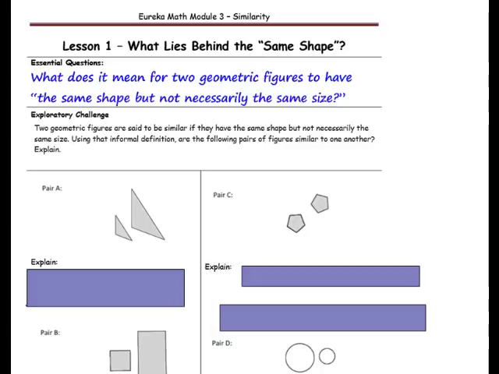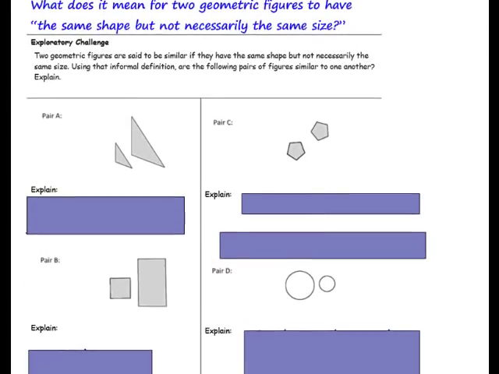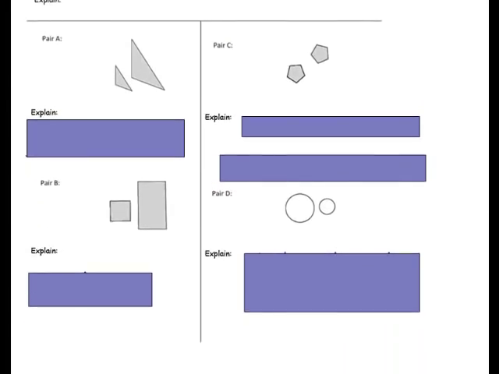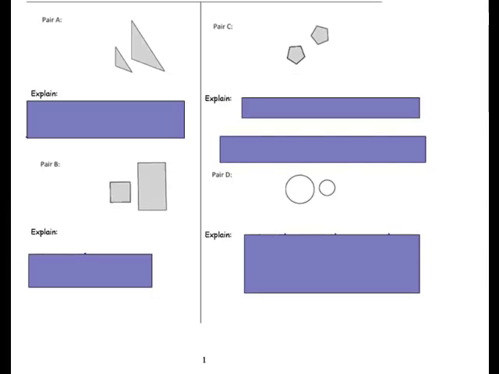In our exploratory challenge, two geometric figures are said to be similar if they have the same shape, but not necessarily the same size. Using that informal definition, are the following pairs of figures similar to one another? I'd like you to pause the video, write down your answer and your explanation for this page, and then resume the video to check your answers.